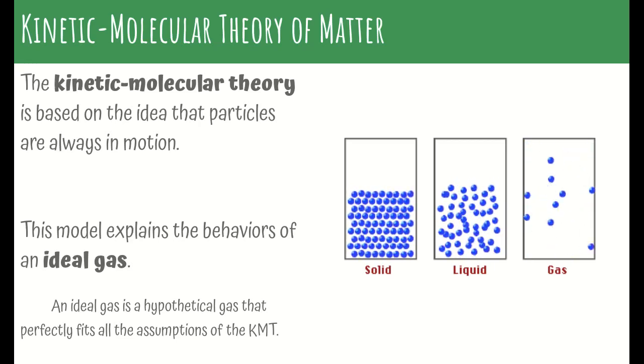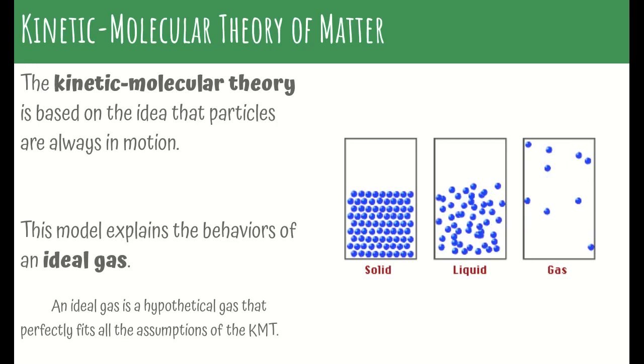So this model is going to explain the behavior of an ideal gas. Whenever we use that term, you'll hear real gas versus ideal gas. An ideal gas is this hypothetical gas that perfectly fits all of the assumptions of the kinetic molecular theory. Okay, so they're going to have the perfect situation. We know that that's not always true. In most cases, it's not. So in real life, a real gas would not follow all of these rules, but we're going to talk about them.